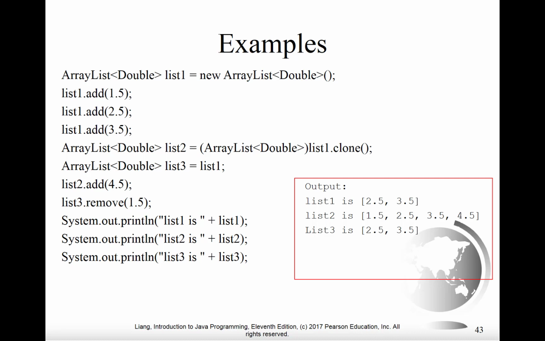So to just recap this again, list2 is an independent list. It was cloned from list1. But list1 and list3 are one and the same list. And if you look in the middle of the slide, you can see the differences about how each of those originated.